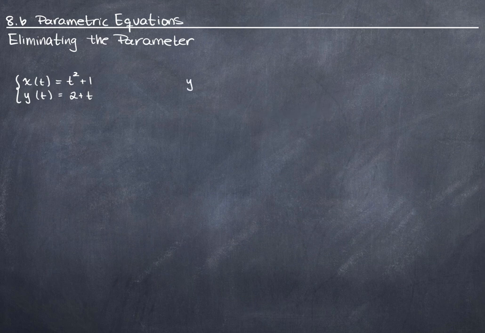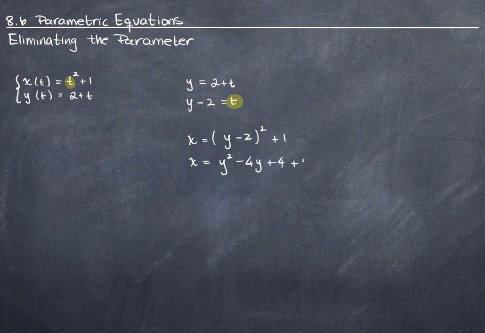So I have y equals 2 plus t, and so y minus 2 equals t, and now I have what t is equal to, so I can put it in here. That means that x, maybe I'll do it over here, x is going to be equal to t squared plus 1, but I now know that t can be written as y minus 2. Well, that means that x is equal to, this is just algebra, y squared minus 4y plus 4 plus 1. Combine like terms, x equals y squared minus 4y plus 5.